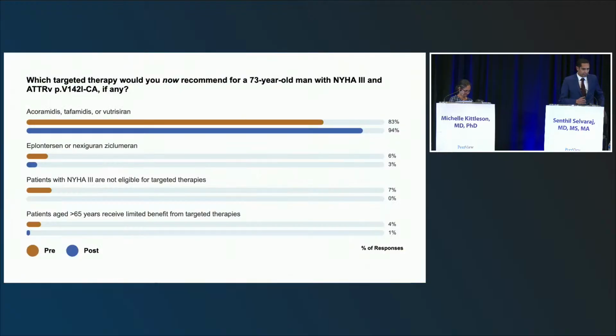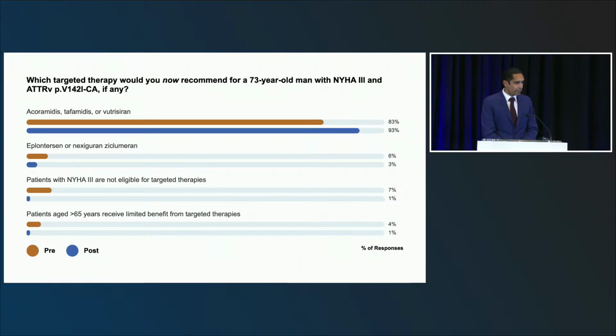All right, excellent. I think we convinced everyone that we have some great therapies: acoramidis, tafamidis, and vutrisiran. We are going to learn more about eplontersen and gene editing soon. New York Heart Association class 3 patients are eligible. They were enrolled in all these trials. And patients may at some point not benefit from therapy, but that's usually much later in the disease course.